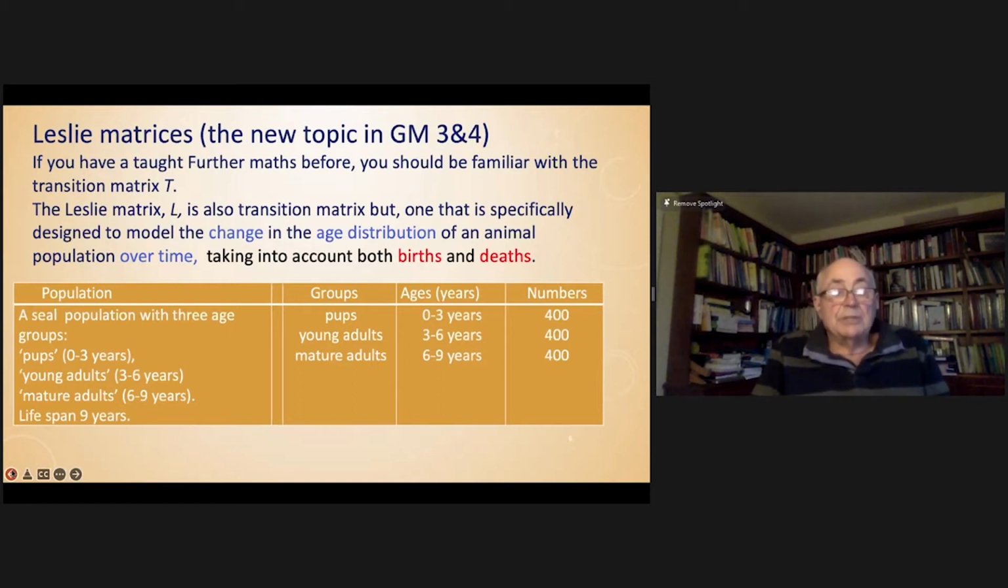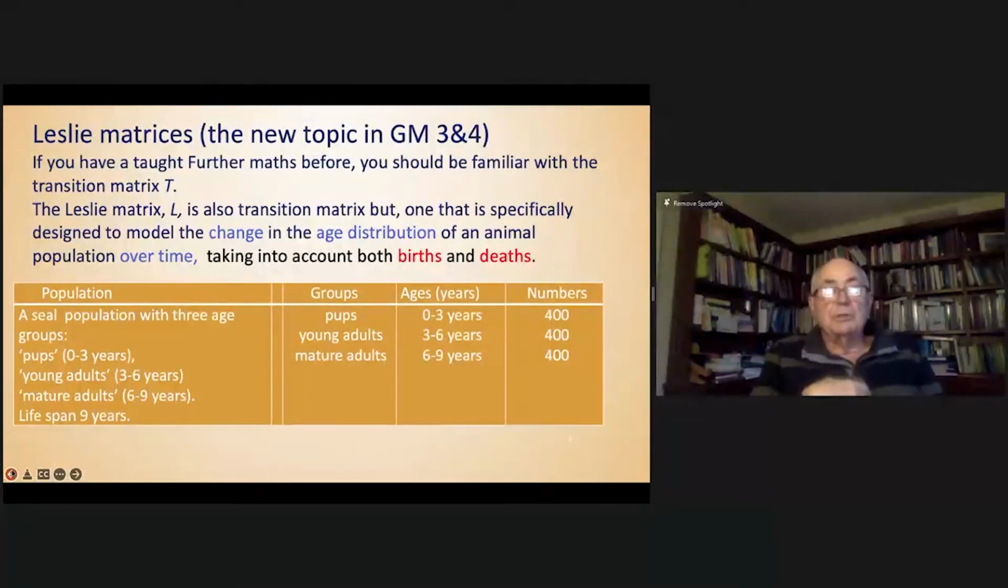The Leslie matrix is also a transition matrix, but it's one that's been specifically designed to model the change in the age distribution of an animal population over time, which takes into account both births and deaths. This is relatively recent mathematics, or is for me anyhow. It was developed in the mid-1940s. Some of us were around then.